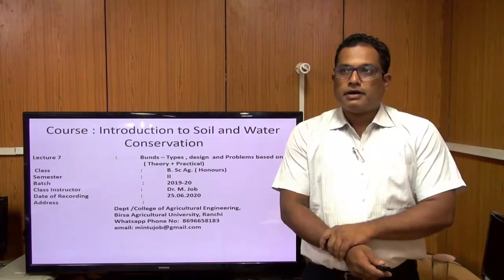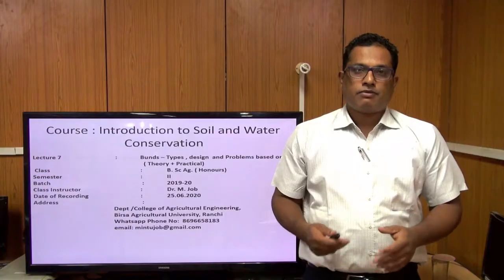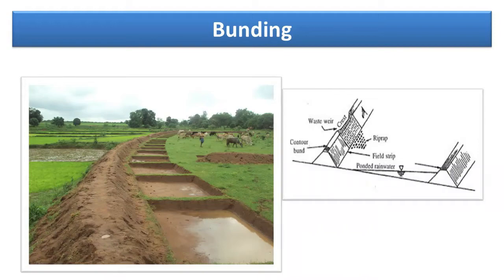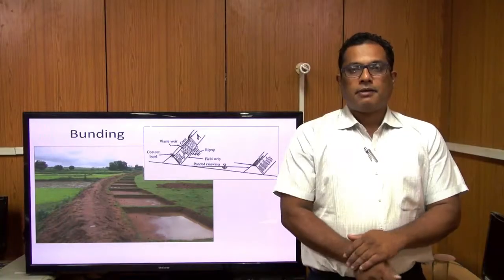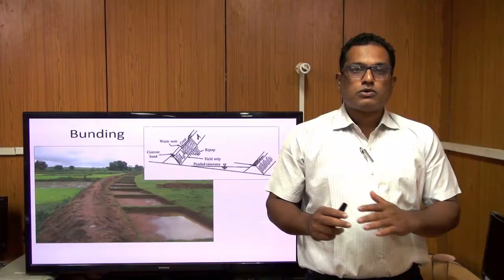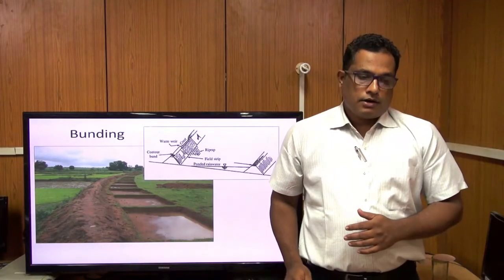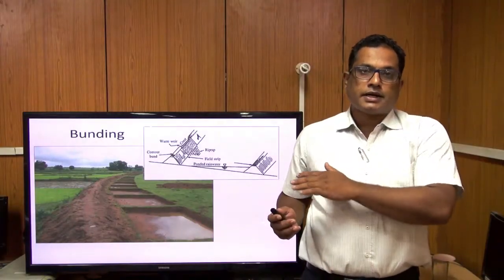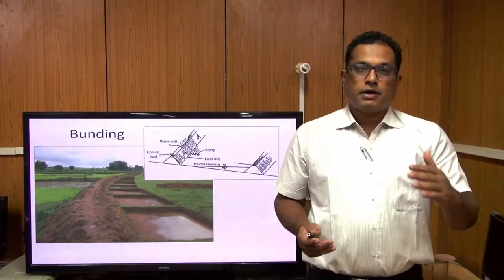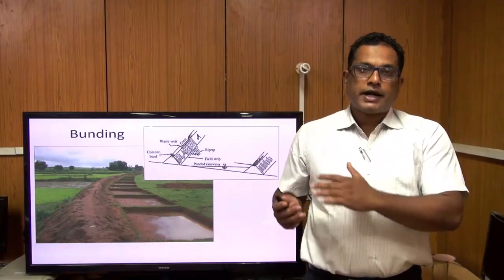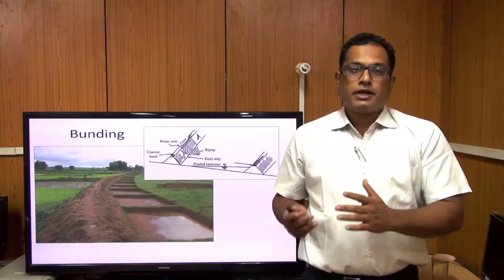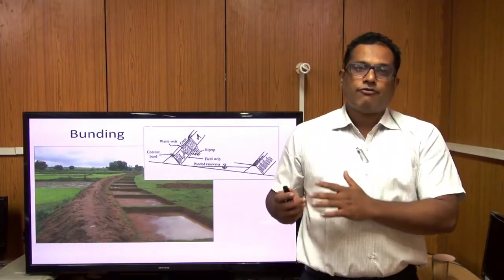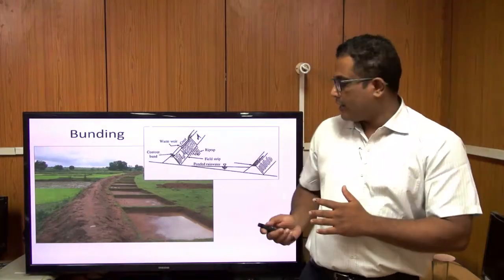Now, coming to bunds, there are many types. And firstly, what is a bund? A bund generally refers to an earthen embankment which is constructed across the slope of the land so that the water is retained in the upstream side of the bund. When water is retained there for a sufficient amount of time, it gives enough opportunity time for water to infiltrate into the soil.